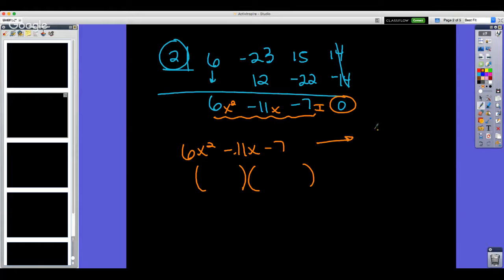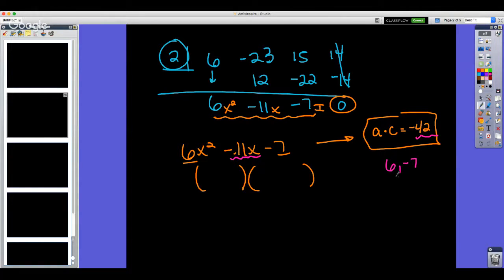The way I do it is the A times C method, which I do by doing 6 times negative 7, which produces negative 42. So I'm going to hold on to that negative 42. And in holding on to that, I'm going to find two numbers that when multiplied get me to negative 42, but when added get me to negative 11. I could figure this out by trying 6 and 7, well, 6 and negative 7.